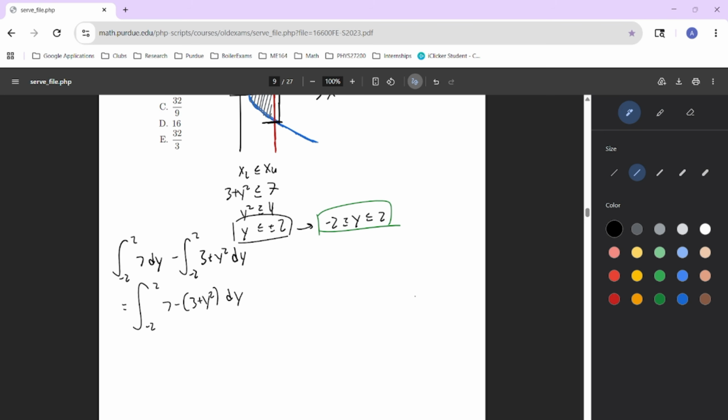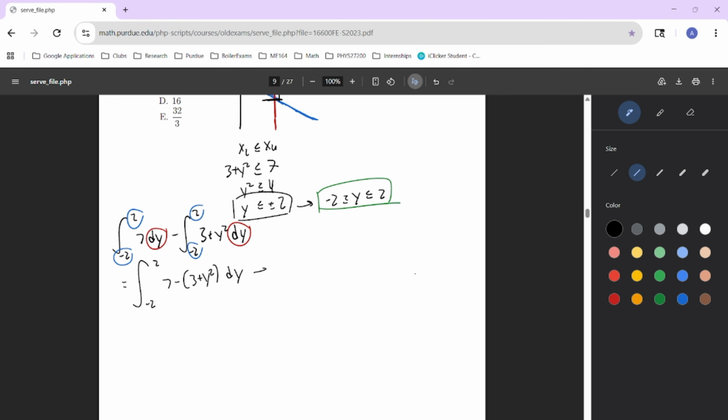Now keep in mind, the only time that you can join these integrals together is when their bounds of integration are the same and when their differentials are also the same. In this case, both bounds of integration are from negative 2 to 2, and the differential of integration is dy, so we can combine these integrals together.